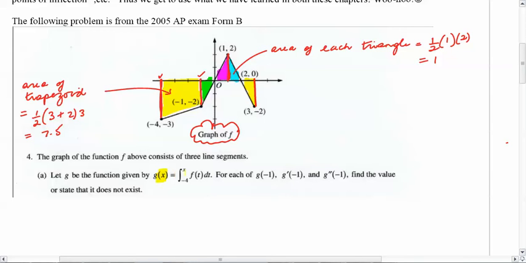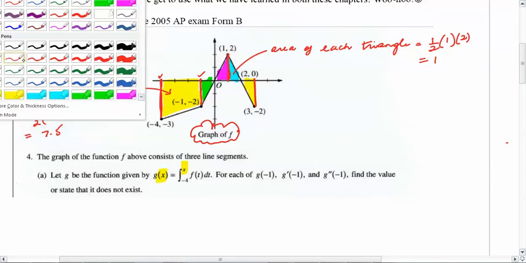G of x is given by the integral from -4 to x. Notice the upper limit of the integral sign is my working variable here, of f of t dt. The t is my dummy variable. And we're asked to find various things. We're asked to find g of -1, g prime of -1, g double prime of -1.